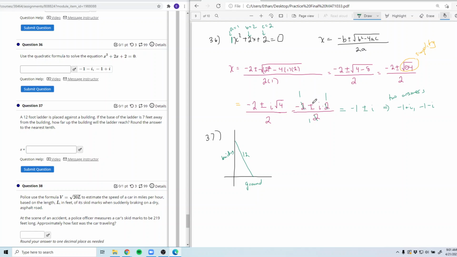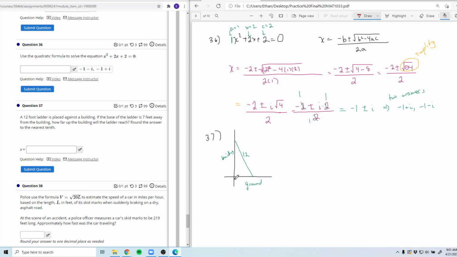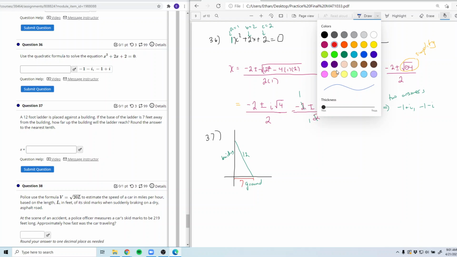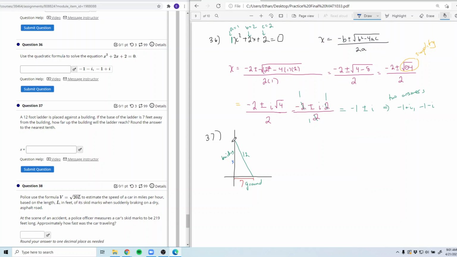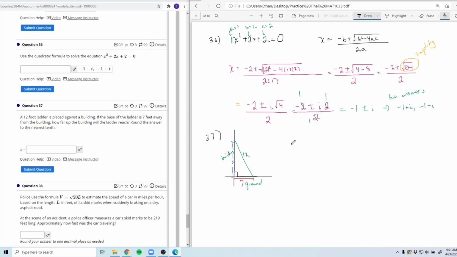And if the base of the ladder is 7 feet away from the building, what that means is this length here from the base of the building, which is the bottom, is 7. It's asking us how far up the building will the ladder reach. Well, that's this side here, x. And what you want to remember about this sort of picture is we have the Pythagorean theorem, a squared plus b squared equals c squared.